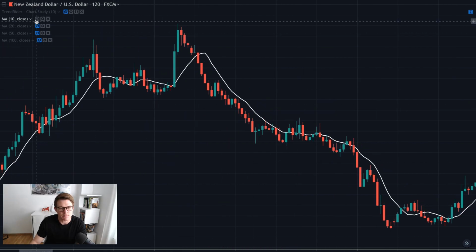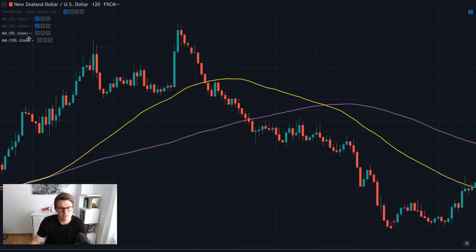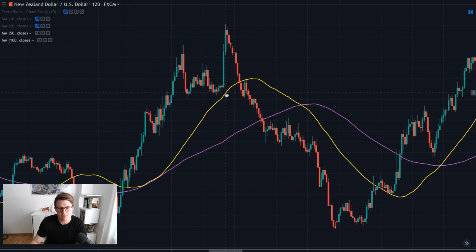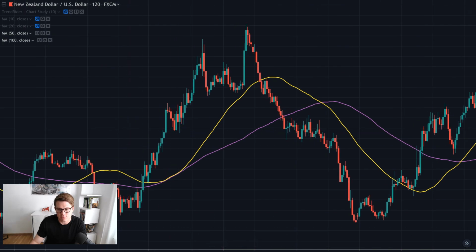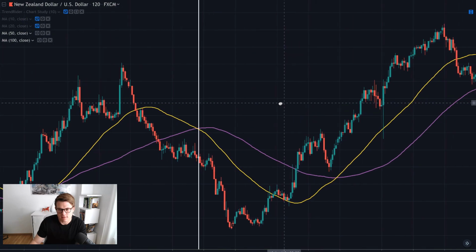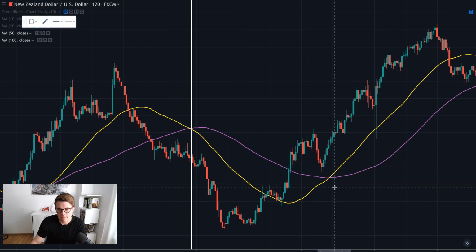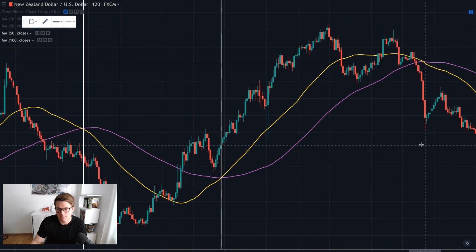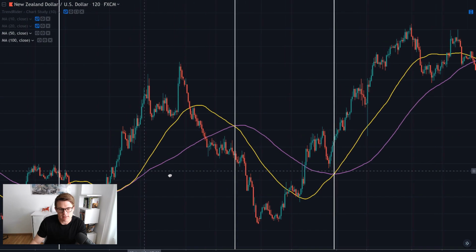Let's now switch this up and use a 50 and a 100 period moving average. And you can already see that they move much, much slower compared to the other moving averages. So let's look again at the crossovers. So here is when the short term, the yellow one, which is the 50, crosses above the 100. And then they stay crossed until here, and then they stay crossed until here, and then they stay crossed until here, and so on and so forth. So let's now take a look at this.